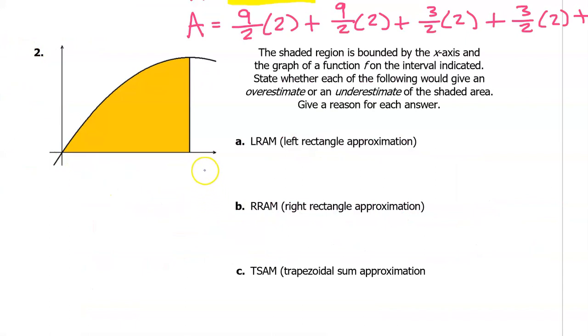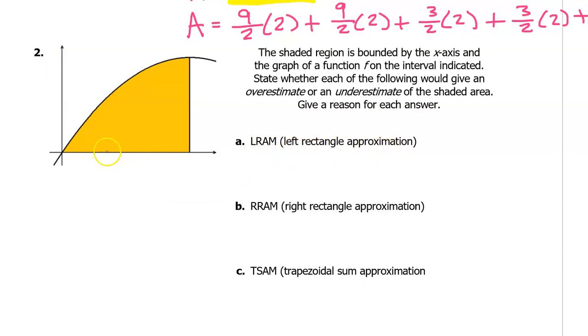So here's one more thing I want to add on to this video. In each of these methods, we are either going to end up with an overestimate or an underestimate of the actual area under the curve. So let's consider each method and decide whether we're going to have an estimate that's a little bit bigger than it should be, an overestimate, or whether we will have an underestimate, which will be an estimate that's a little bit less than the actual area under the curve. Let's start with LRAM, the left rectangle approximation.